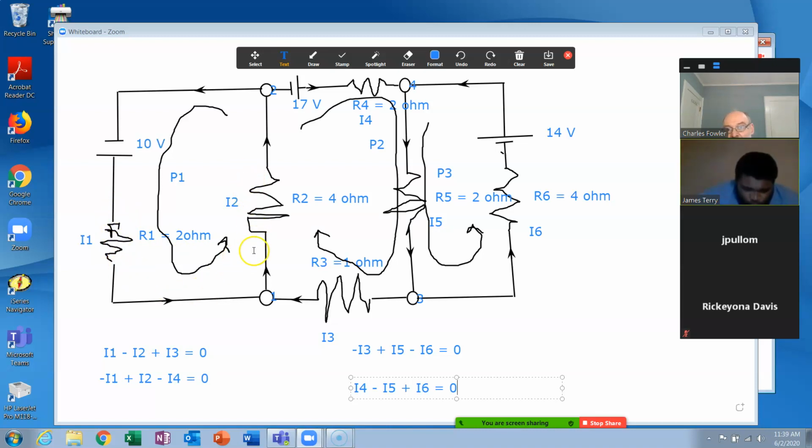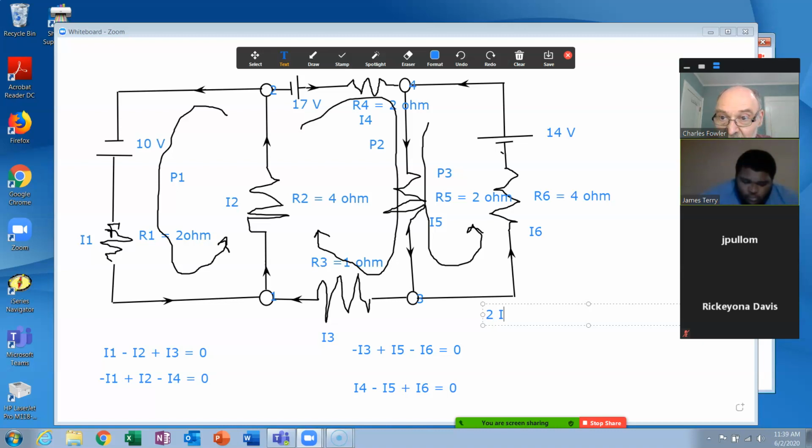The voltage drop across this one is 4I2. And then you don't have any more voltage drops around that loop. So the way we can say that, voltage drop equals voltage input. There's your input. So we'll say 2I1 plus 4I2 is equal to 10. There's another equation. So let's write that down. Agreed?